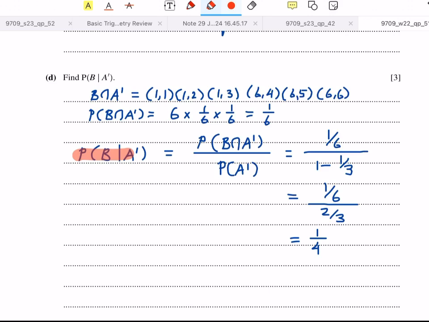So now we can calculate probability B given A complement. The formula is probability B and A complement divided by probability A complement. Probability B and A complement is 1/6. We know probability A already, which is 1/3, so probability A complement will be 1 minus 1/3, which is equal to 2/3. So the answer is 1/4.